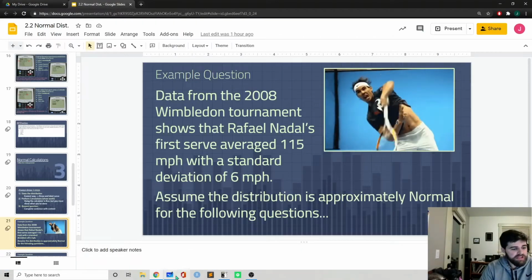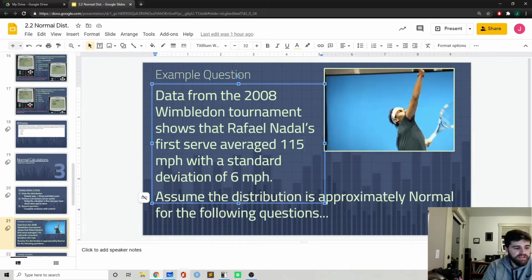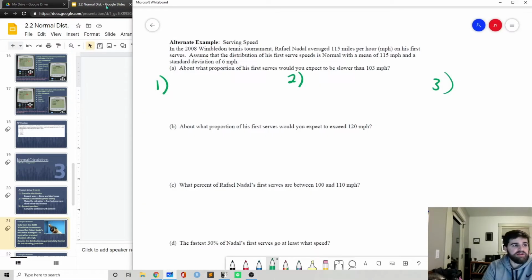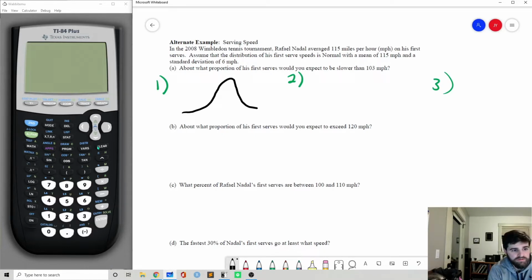Cool, so we've got some data, it's approximately normal, we've got a mean of 115 and a standard deviation of 6 miles per hour. So let's take a look at how we would answer, oops, there's the answer. Let's take a look at how we would approach this problem. Okay, so we want to do our 3-step process. Step 1 is to draw the curve and label it. So we're going to sketch out a normal curve. Let's practice getting real good at this bell shape. You can see I'm not great, but that's okay, it's just a sketch.